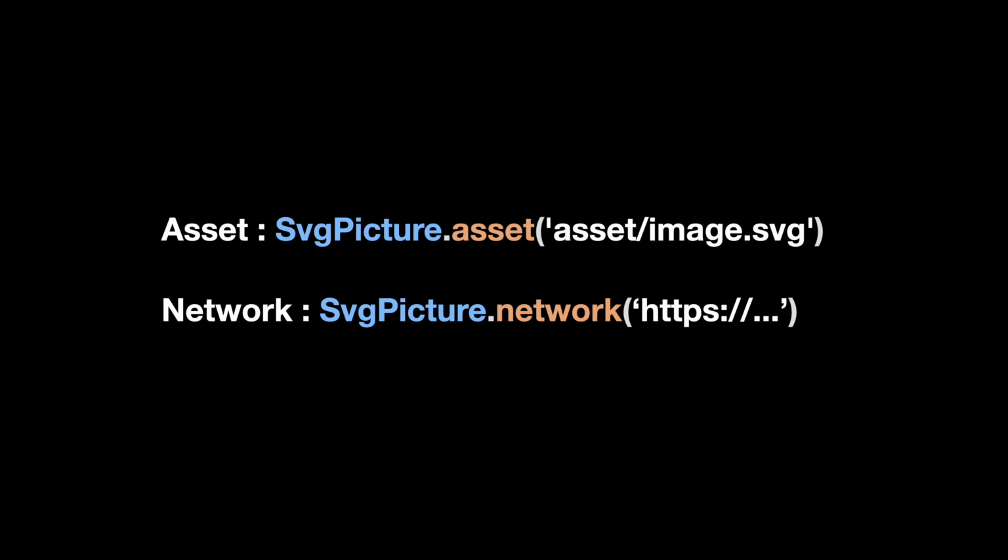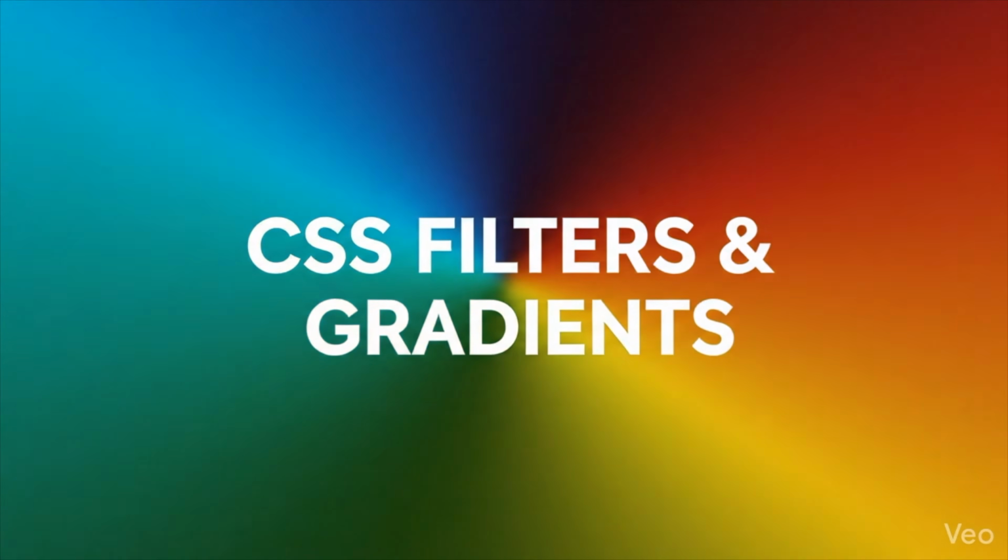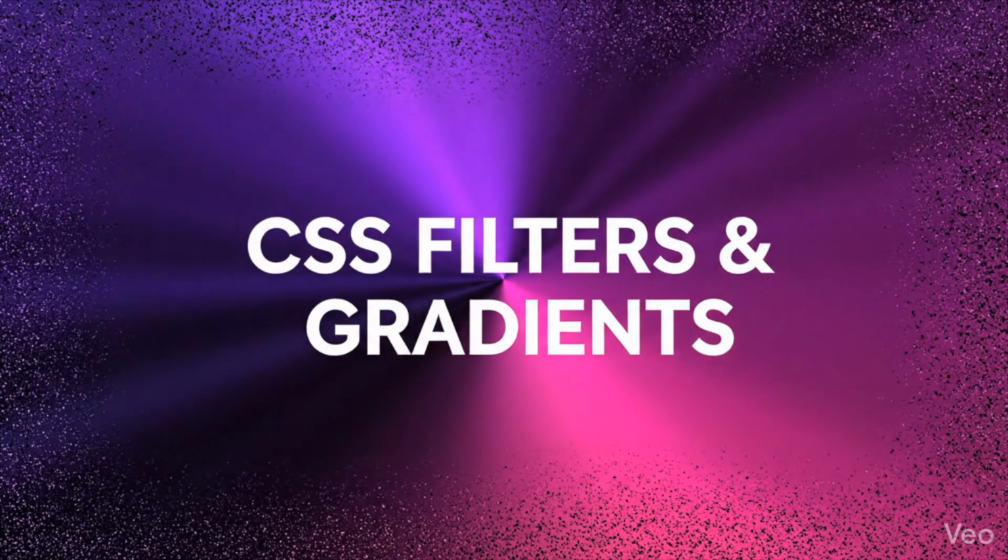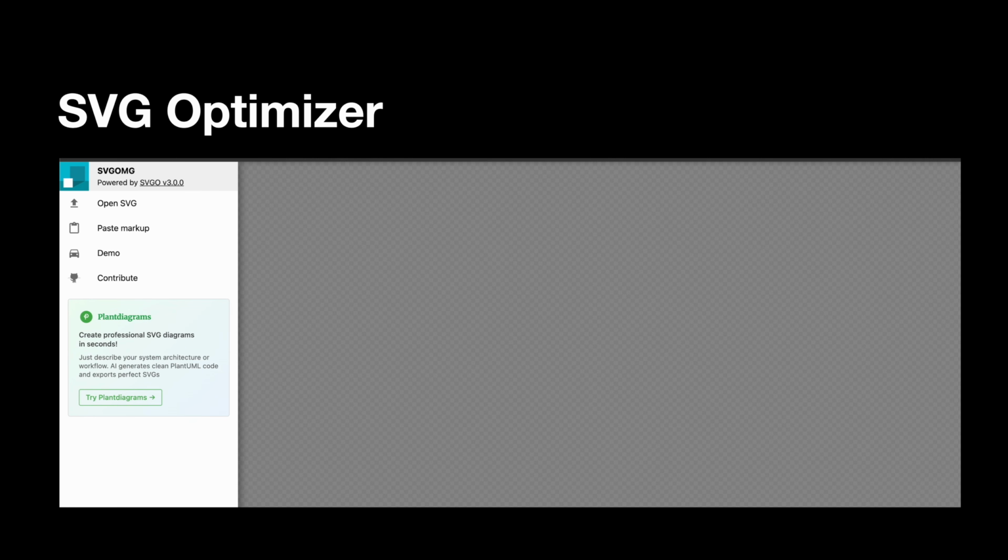While Flutter SVG is powerful, it doesn't support every single SVG feature like complex CSS filters or certain gradients. If an SVG isn't rendering correctly, try running it through an SVG Optimizer to simplify the path before importing it into Flutter.